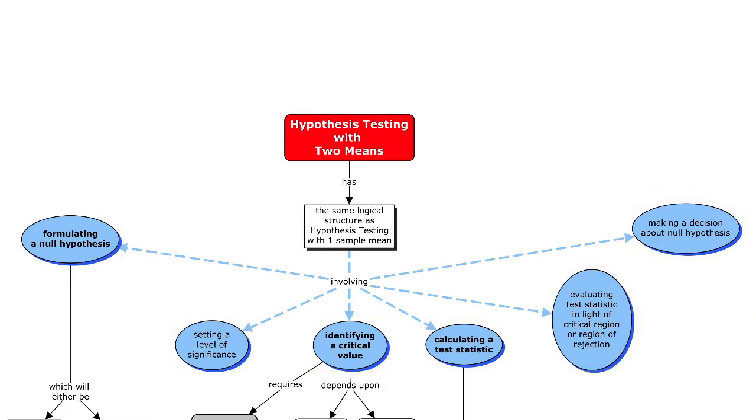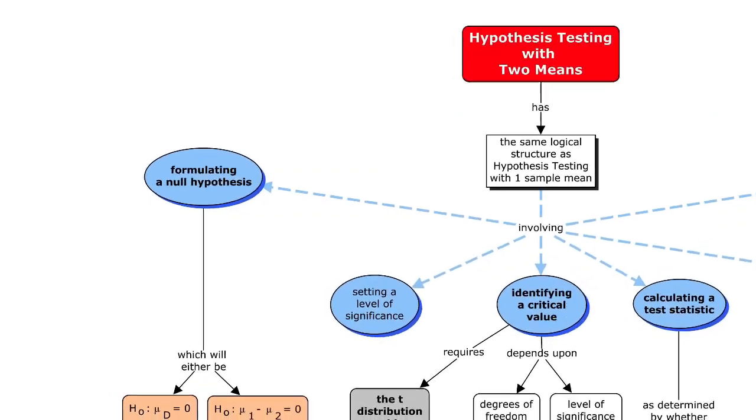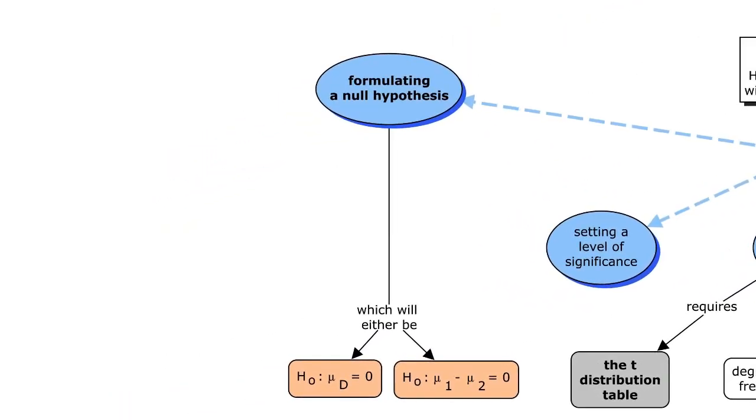But before we look at that step, let's return to the first step, formulating a null hypothesis. In this case, our H0, that is our research statement, is written in one of 2 ways. H0 is there is no difference between the means, or we can write it as mu1 minus mu2 is equal to 0, where mu1 represents the mean of the first population and mu2 represents the mean of the second population.